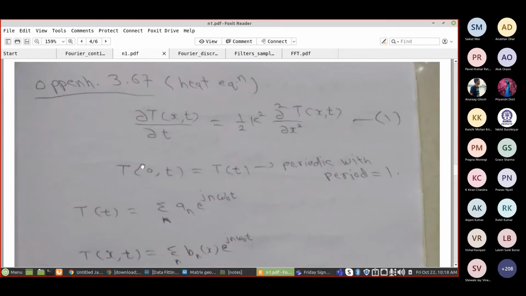T is the temperature profile. You are given some material, some rod, where x denotes the position at which you are measuring the temperature, and t denotes time. Assume there is just one dimension in space, so maybe a rod or something.